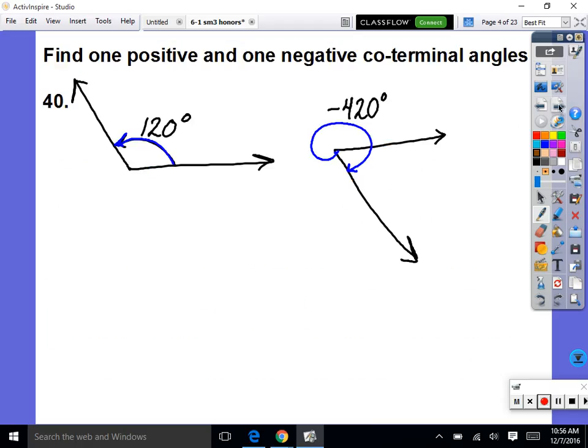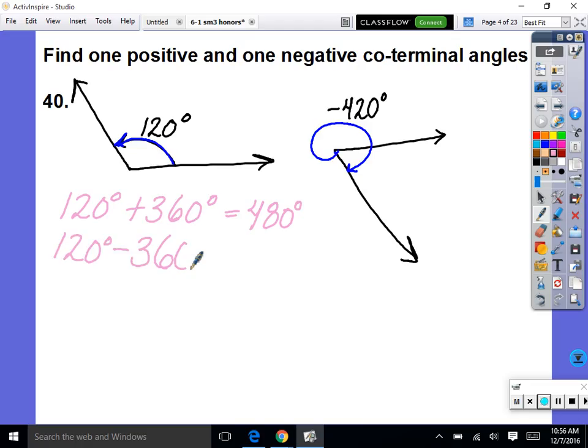Pretty easy. So let's find one positive and one negative coterminal angle. Even though this is not in standard position, these are still angles, and it still works the same way. So let's find a positive coterminal angle. 120 degrees plus 360, correct? Good. 480 degrees is a coterminal angle. And then we can also take 120 and subtract 360. It'll put us in the same spot. So what will we be at? Yep.